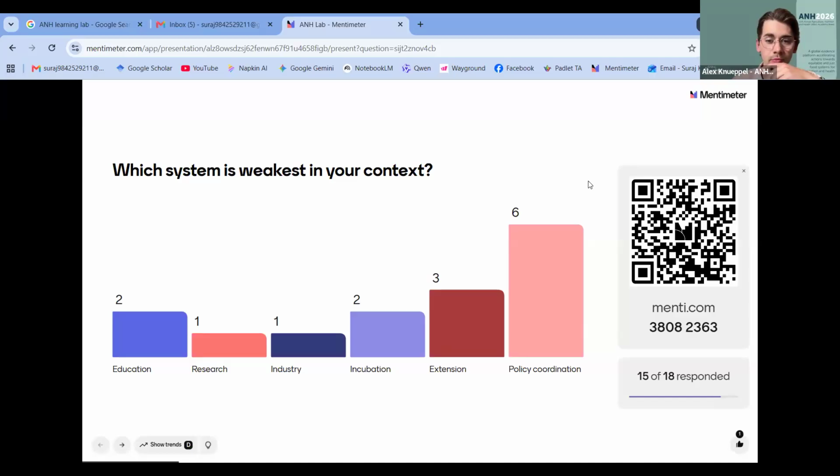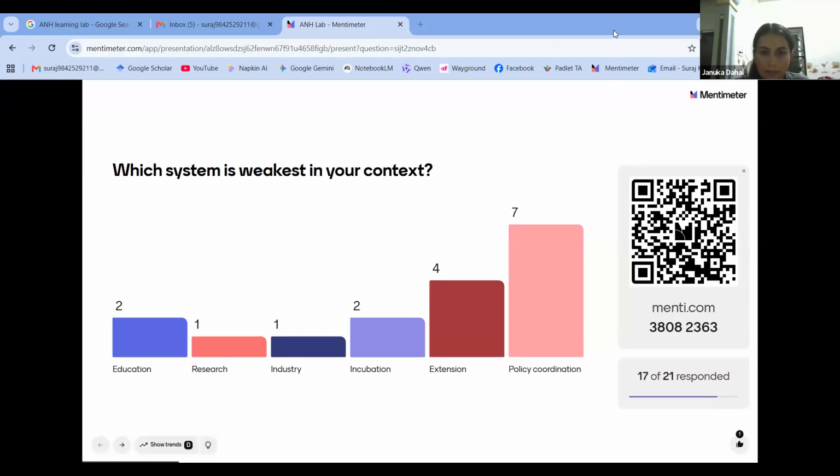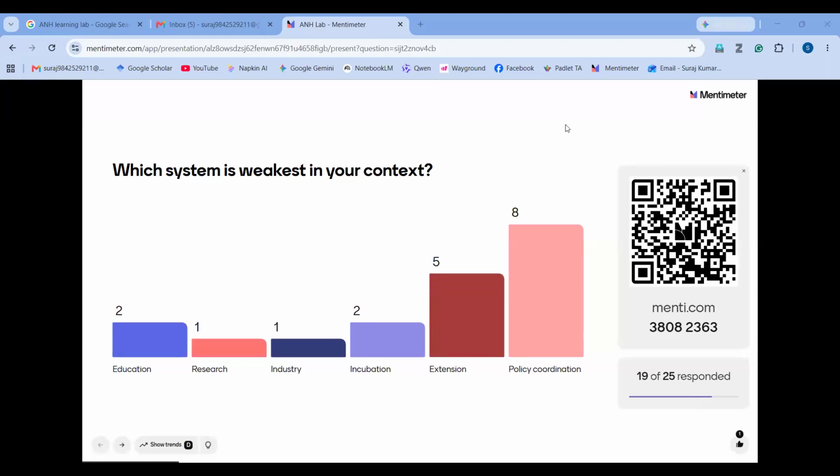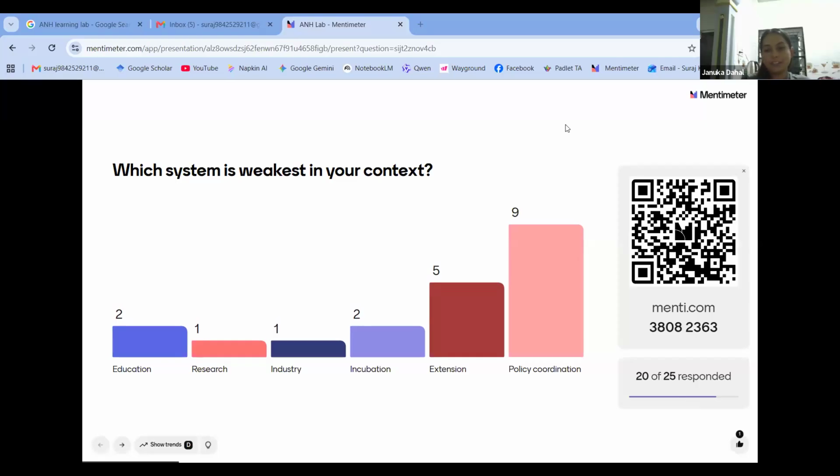If you are facing any trouble, you should probably move on, I think, in the interest of time. Okay. If you're facing any trouble scanning the QR code, please raise your hand in the chat box. You can enter the code if it's not working. Probably we can move ahead now, Januka, because of time limitations. Okay, then policy coordination wins, followed by the extension.